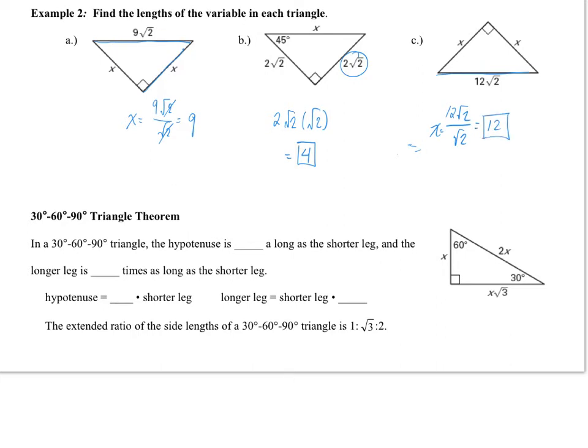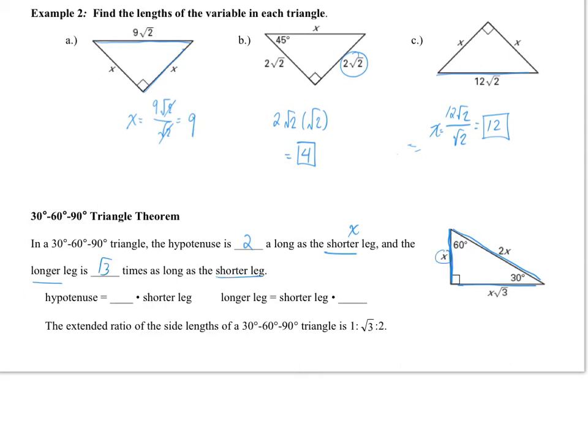And now we have the 30-60-90 degree triangle theorem. This theorem states that the hypotenuse is 2 times as long as the shorter leg, x. So we will always refer to the shorter leg as our reference point. And the theorem also states that the longer leg is square root of 3 times as long as the shorter leg.